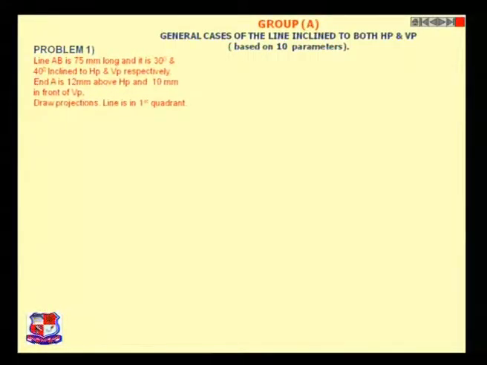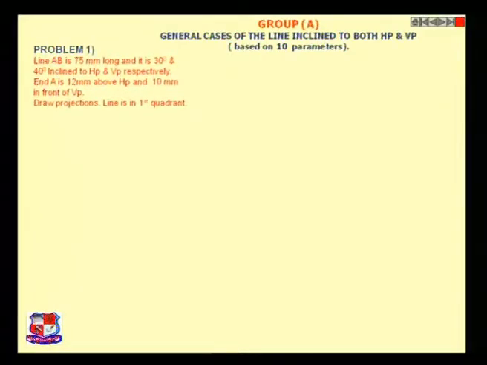The data says that line AB is 75 mm long and it is inclined 30 degrees and 40 degrees to the horizontal plane and vertical plane respectively, which means that the line is 75 mm long, the angle with HP is 30 degrees, and the angle with VP is 40 degrees. Now after that, we are given some data about the point's location. It says that end A is 12 mm above HP and 10 mm in front of VP.